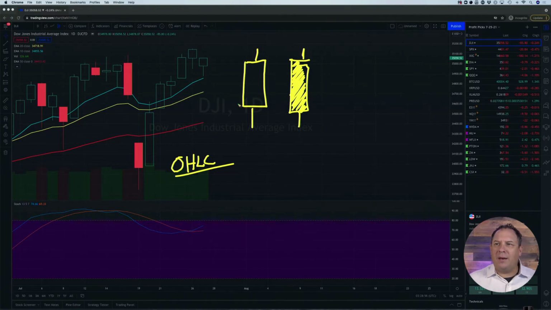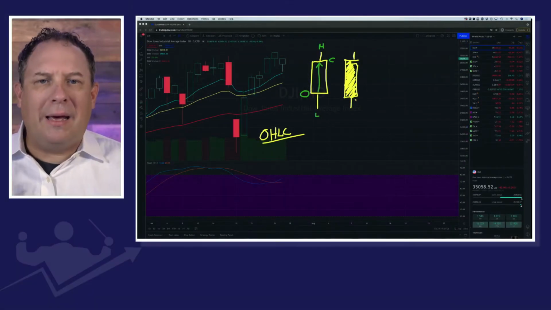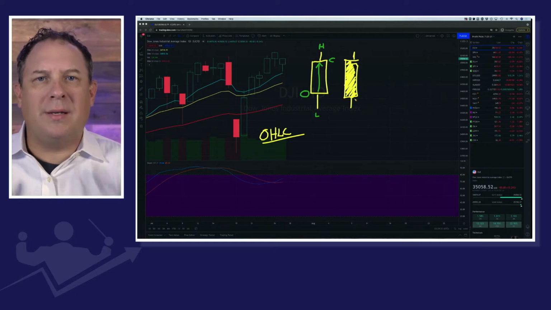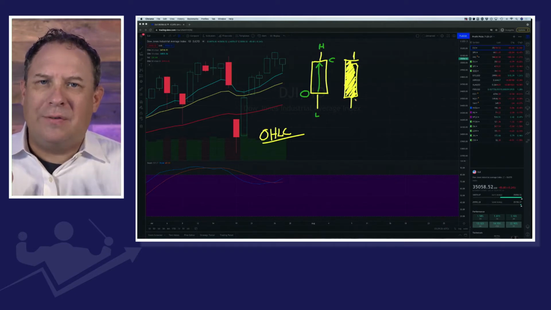The way that a hollow candle is documented is you have the opening price. That's where I just marked with a green O. We have the high, which is the tip of that line up there. We have the low price of the day, which is the bottom of the line. And then we have the closing price of the day. And this candlestick is drawn up from the opening price to the closing price. That is what we call the real body of the candlestick, the difference in the opening price and the closing price, okay? Now, the one right next to it is very similar.